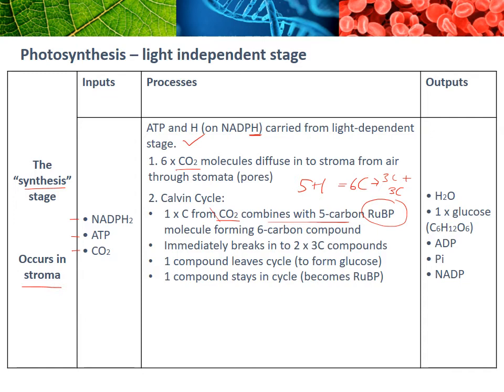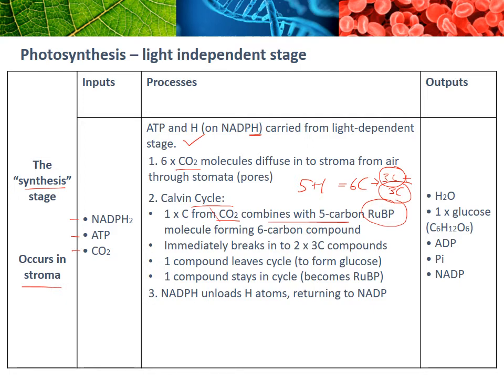One of these compounds will leave the cycle and will go through more changes, but it will eventually become part of our glucose molecule. One of them will stay in that cycle, which is why we call it a Calvin cycle, and will continue to create RuBP. You don't need to know much more detail than that about it, but you do need to know that this cycle occurs, and from this cycle, some carbon gets contributed to our final glucose molecule.